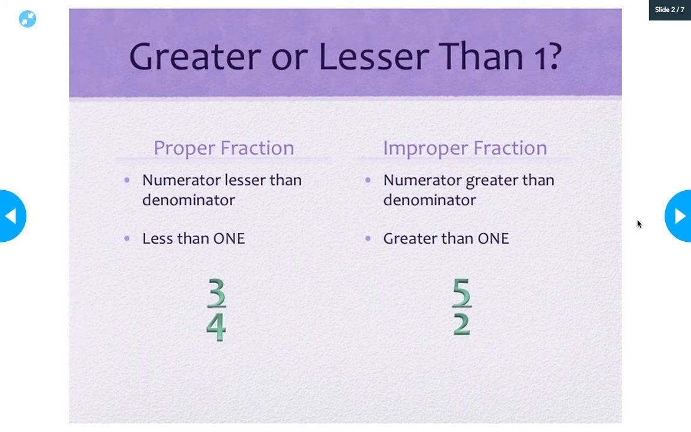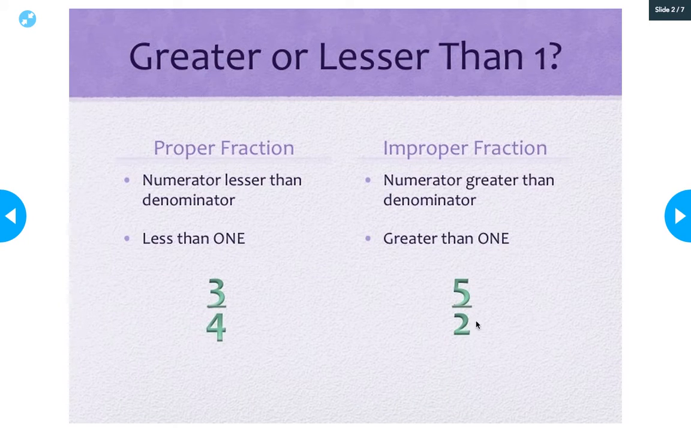So first thing we need to think about is if a fraction is greater or lesser than 1. Proper fractions are fractions where the numerator, the number on top, is lesser than the denominator, the number on bottom. For example, 3 over 4, because 3 is less than 4. Proper fractions are all less than 1.